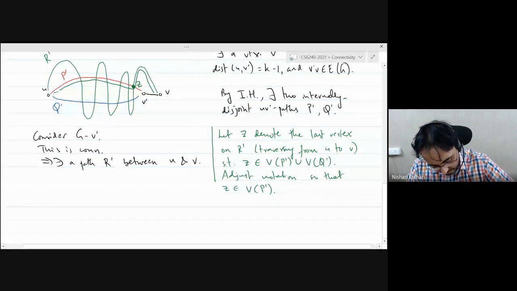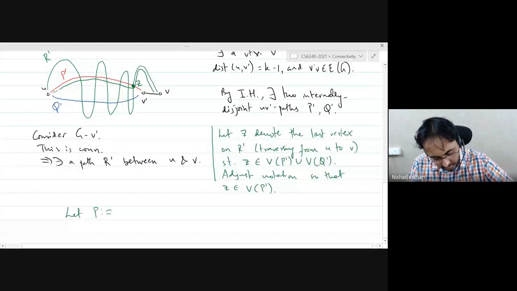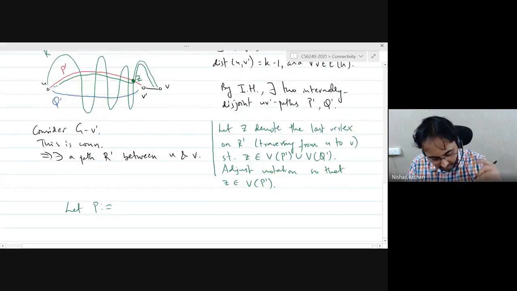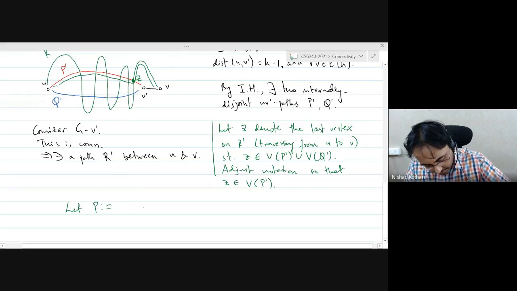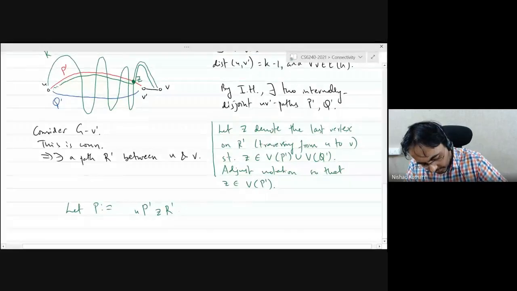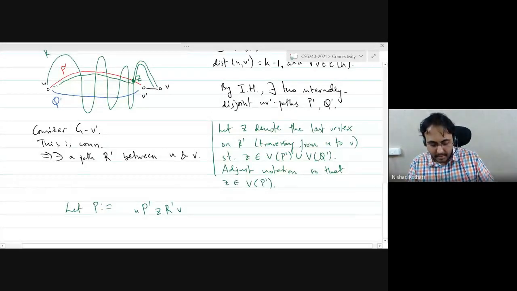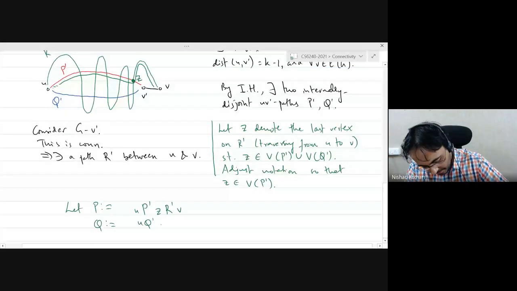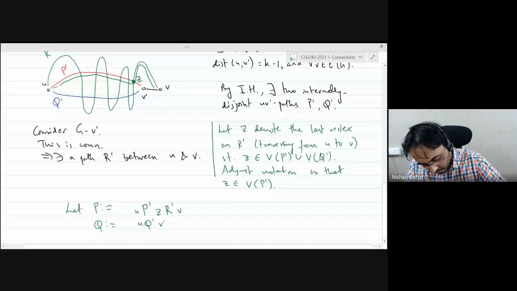Okay. So let P denote, so I'm going to introduce some notation here in this proof. I want you to pay attention to this notation. I'm going to define a path P, which is the path P prime starting from the vertex U up to Z. And from Z, I'm going to take the path R prime up to the vertex V. And I'm going to define Q as the path Q prime from U up to V prime. And then I'm going to add an edge to it, V prime V.